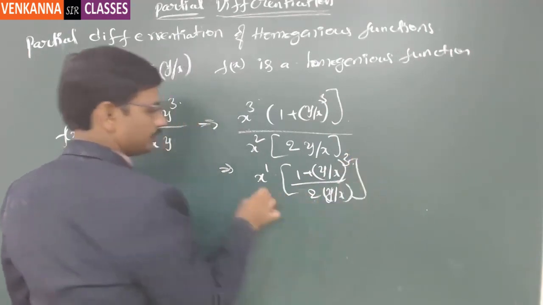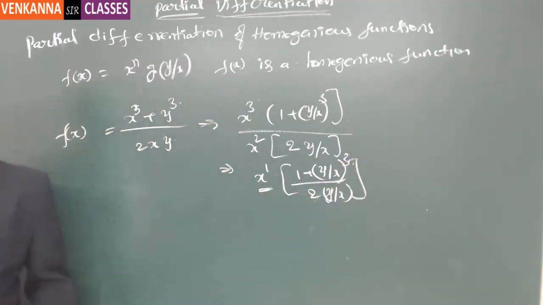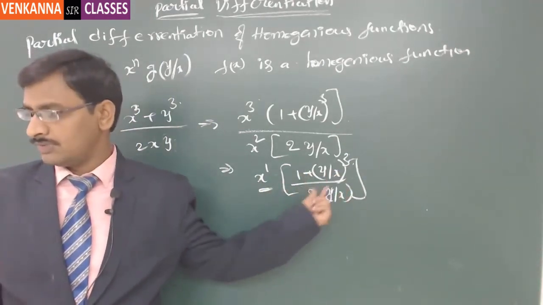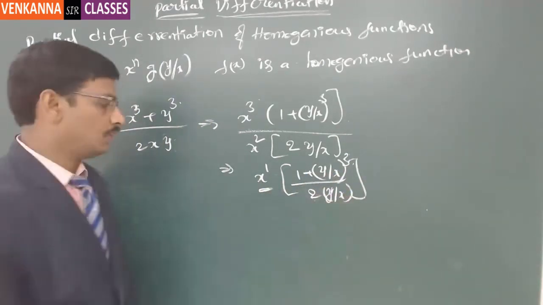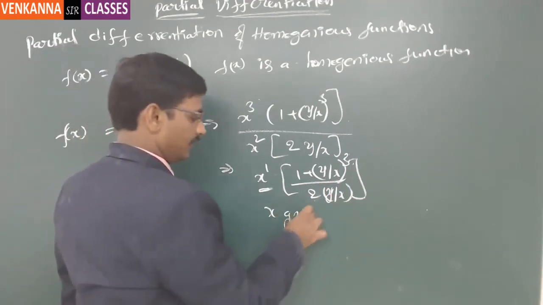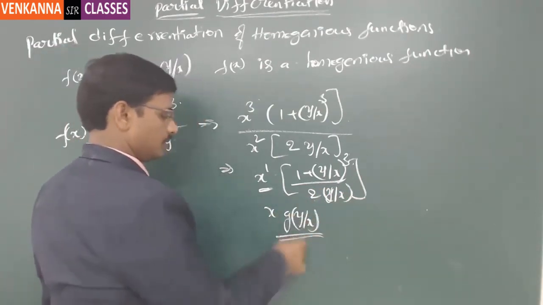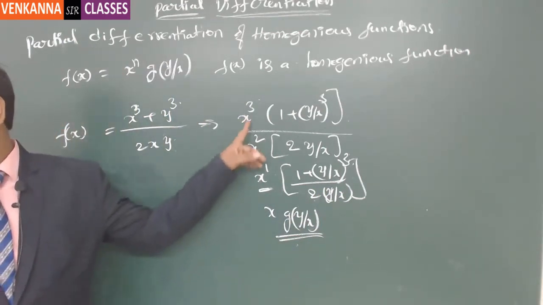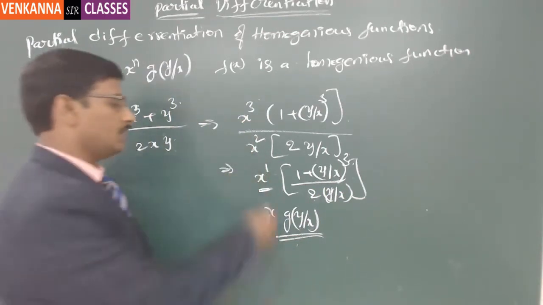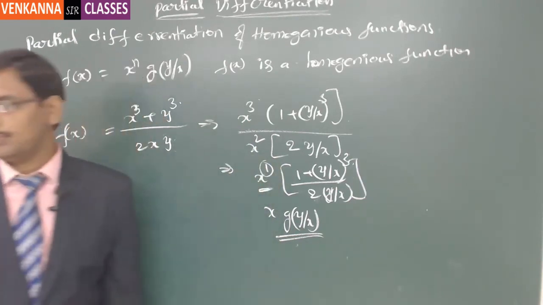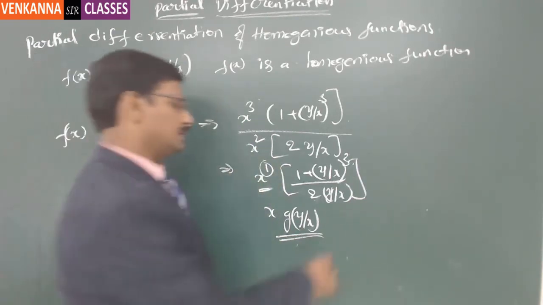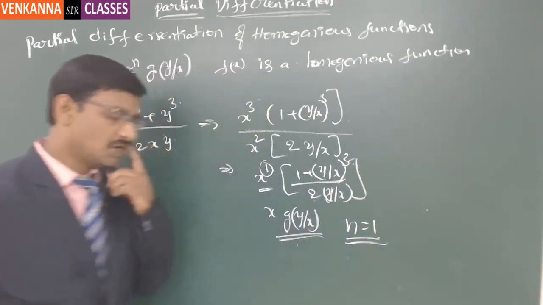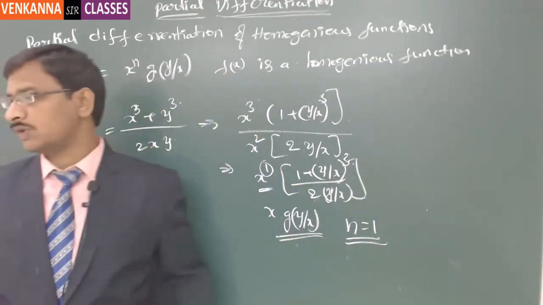If you notice, if you take x power 1 out, the remaining term contains only y by x. So it is in the format x into g of y by x. This is what we call a homogeneous function of order 1. This is the order of the homogeneous function here. Got it? So here n is equal to 1. This is how you will identify a homogeneous function. Got it?